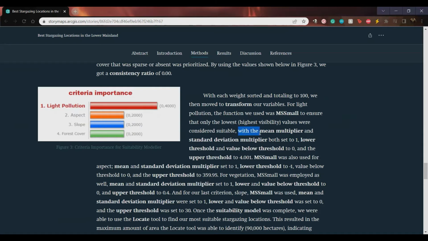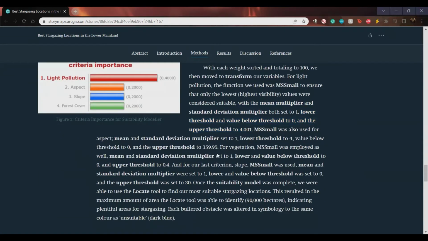All of the fuzzy memberships were MS Small, with standard deviation and mean multiplier set to 1. For the light pollution, the lower threshold was 0 and the upper threshold was 4.001 microcandelas per square meter. For the tree cover, the lower threshold was 0 and the upper threshold was 0.4. Aspect had a lower threshold of 0 and an upper threshold of roughly 360 degrees. And slope had a lower threshold of 0 and an upper threshold of 30.